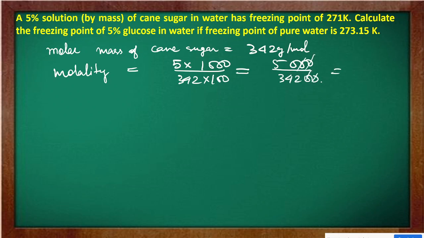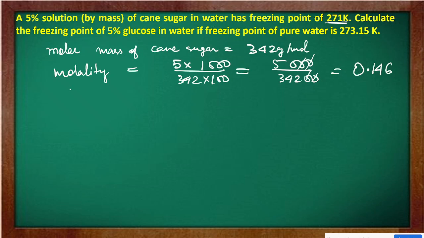Then 50 by 342, if you do this, 50 divided by 342, you will get 0.146. This will be your molality of the solution. So now the change in the freezing point you have to determine here. If a 5% solution of cane sugar in water has a freezing point of 271, then what will be the freezing point of 5% glucose in water if the freezing point of your water is 273.15 Kelvin?